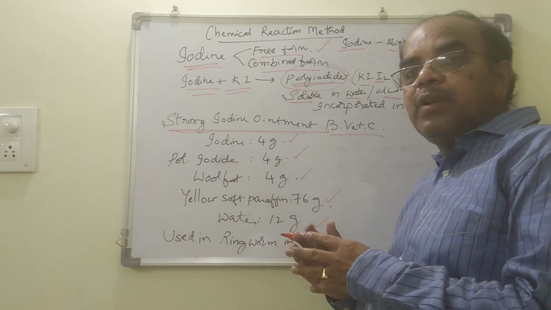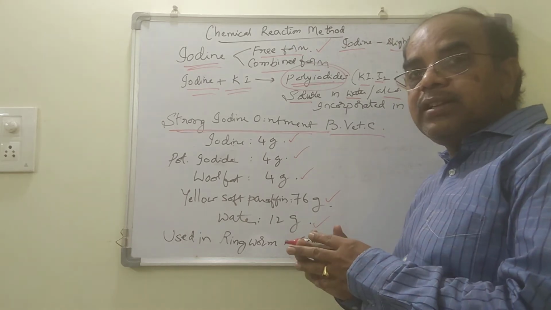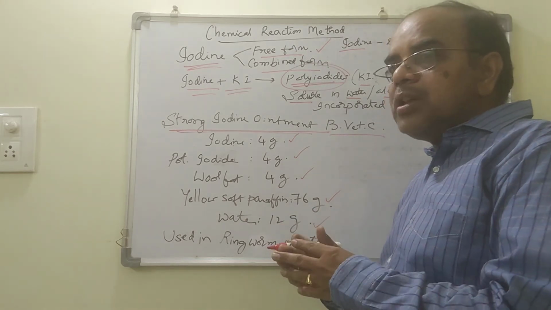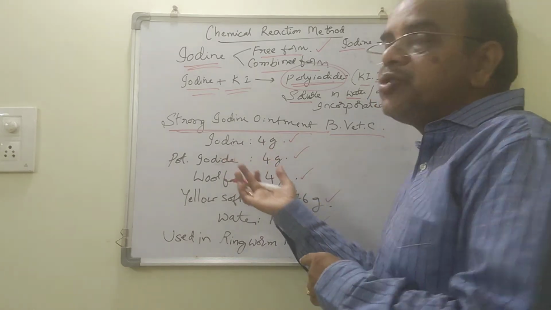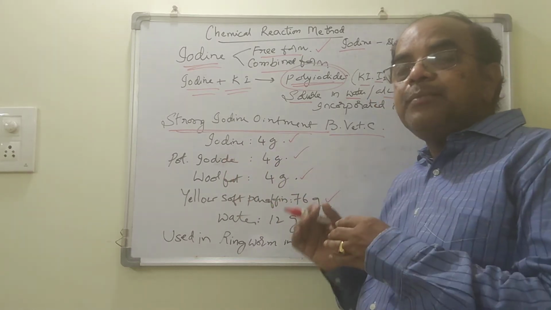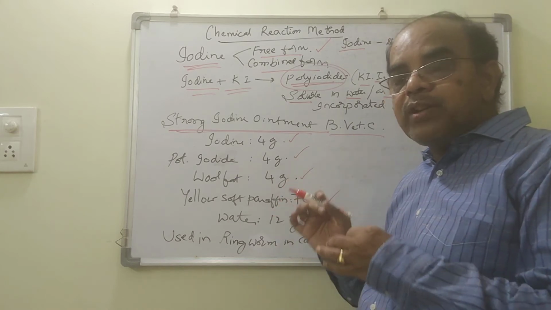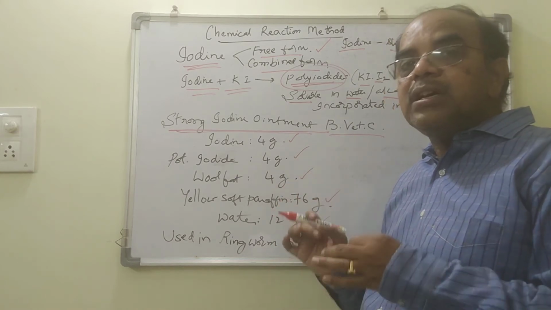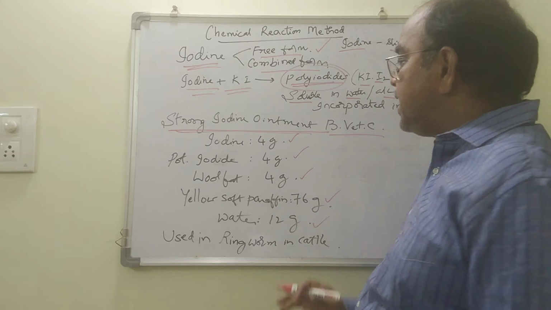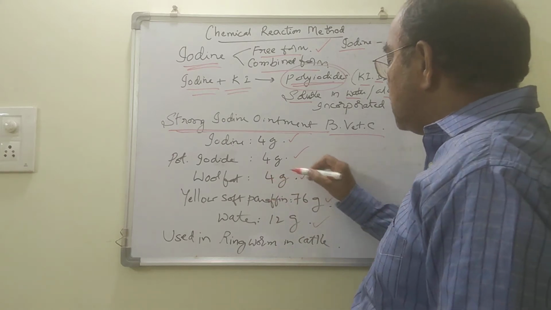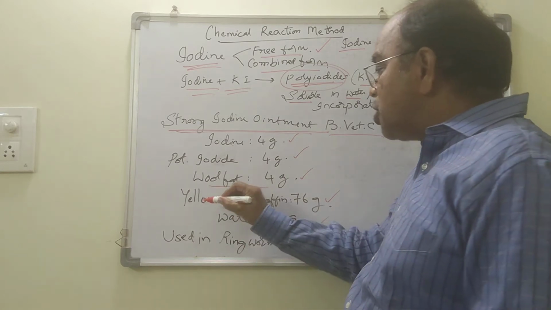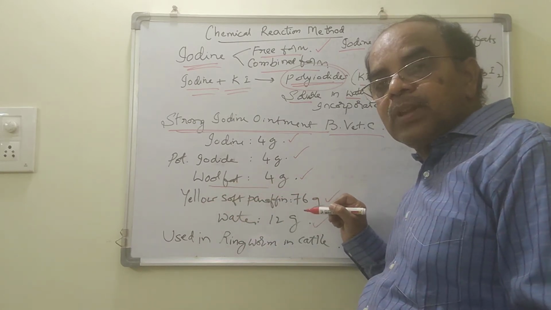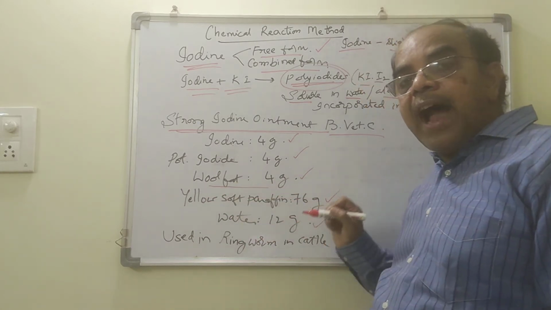It has formed a solution. Iodine is slightly soluble, less soluble in water, but with the help of the potassium iodide, we made it soluble in the water by forming some polyiodides. Iodine and potassium iodide in water, it forms the polyiodides. Right? Now to this, next one is the wool fat, the absorption base. Yellow soft paraffin is the oleaginous base, or I can say hydrocarbon base.